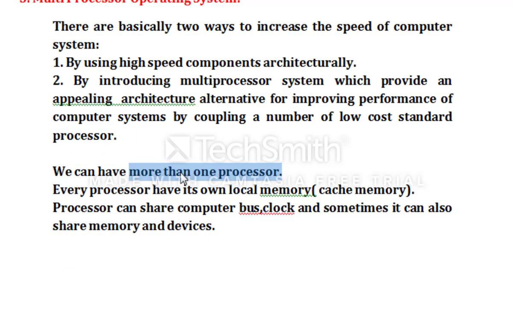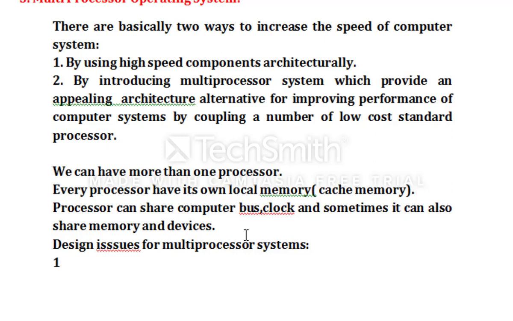Now suppose we have more than one processor, then how will individual processors work? Every processor has its own local memory, that means the cache memory. Every processor can share the computer bus, clock and sometimes it can also share memory and devices. So based on this classification, the design issues for multiprocessor systems: the first is SMP, which stands for symmetric multiprocessing.